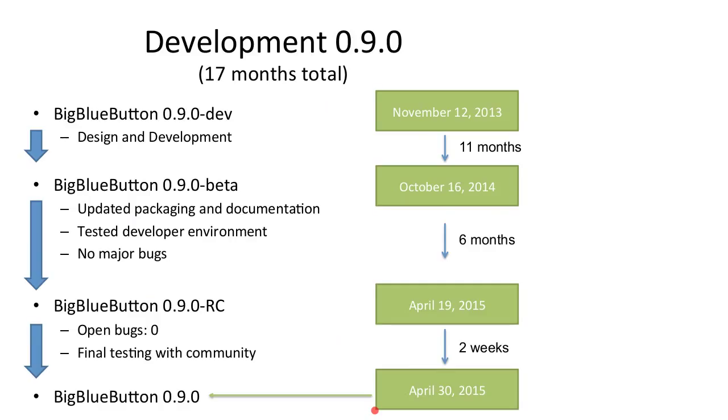The development, we just finished up our last release. It was our 12th release. There was 17 months of development in total. This gives you a perspective of what's involved. We had done 11 months of development, implementing the new features, and then we did 6 months of beta testing.